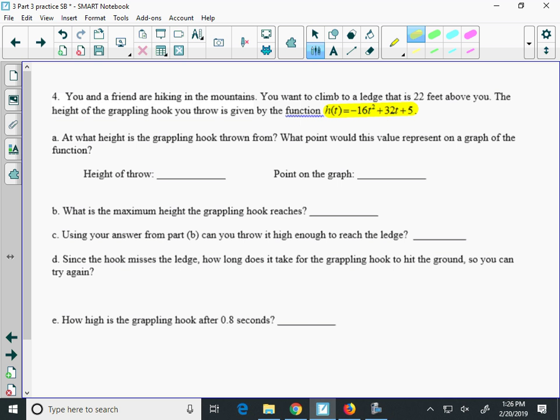At what height is the grappling hook thrown from? That's the starting place. All right, now, if you don't know by looking at the equation, you can graph this, which we'll do in a second. But remember that this constant on the end of our function is the y-intercept, or the starting value, which would be the height that the grappling hook is thrown from. And again, that represents the y-intercept on the graph.